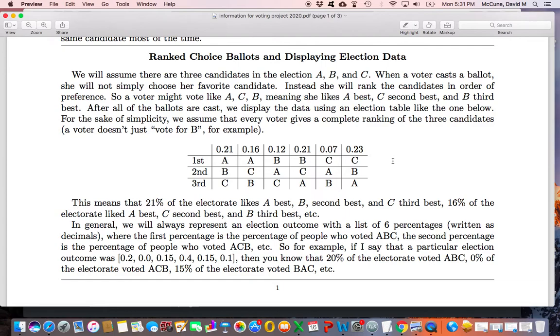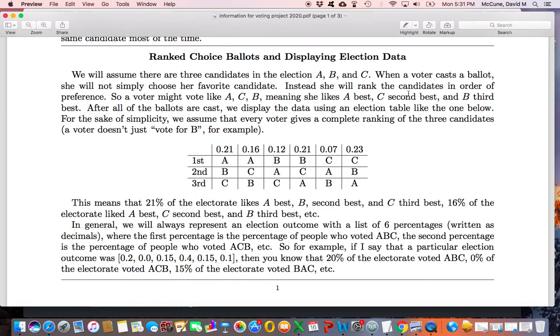What does an election outcome look like? We're going to assume throughout this project that there are only 3 candidates in the election. We're only dealing with 3 candidate elections. So think about Republican, Democrat plus 1 independent, or Republican, Democrat plus 1 Green Party person, whatever. We're always going to call them A, B, and C, just to keep it compact. So candidate A could be Trump, B could be Clinton, C could be Gary Johnson, whatever.